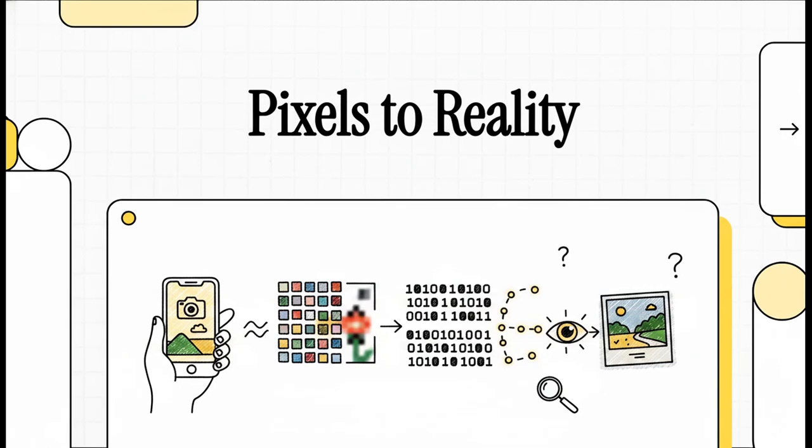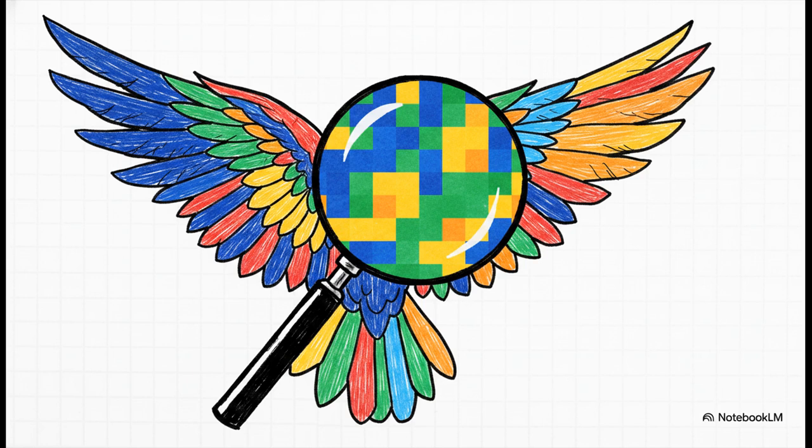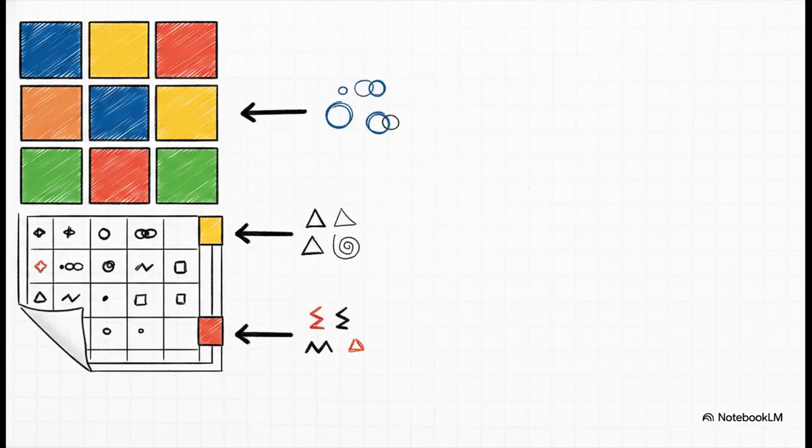You ever wonder what a digital photo really is? Let's break down the secret language of these files. Okay, so we see a beautiful bird, right? But to a computer, it's a totally different story. If you zoom way in, you'll see it's just a bunch of colored squares. We call them pixels. And what are those pixels made of? Numbers. Just a huge grid of numbers for color and brightness.